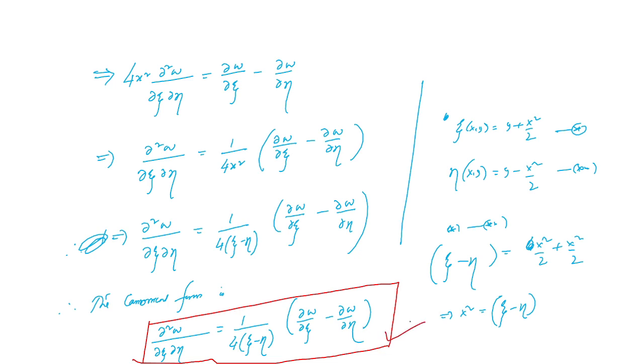So this is our required canonical form. So here we have solved for the semilinear PDE. We have reduced the semilinear PDE to the canonical form. Okay, and this is one of the important questions here. Okay, so xi minus eta.